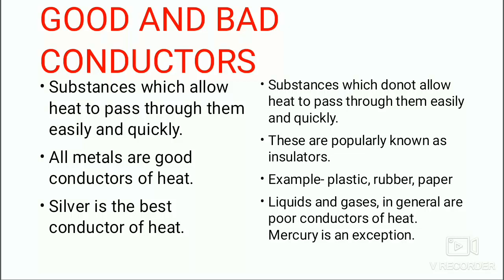Bad conductors of heat. Substances which do not allow heat to pass through them easily are called bad conductors of heat or insulators. Wood, glass, plastic, rubber, and paper are bad conductors of heat. Ebonite and asbestos are insulators or bad conductors. Liquids and gases in general are poor conductors of heat. Mercury is an exception. It is a good conductor of heat.